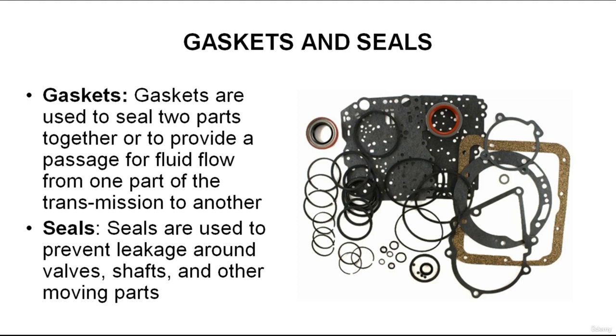As the valves and the transmission shafts move within the transmission, it's essential that the fluid and the pressure be contained within its bore. Any leakage would decrease the pressure and result in poor transmission operation. Seals are used to prevent leakage around valves, shafts, and other moving parts. Rubber, metal, or Teflon materials are used throughout the transmission to provide for static and dynamic sealing. Both static and dynamic seals can provide for positive and non-positive sealing.